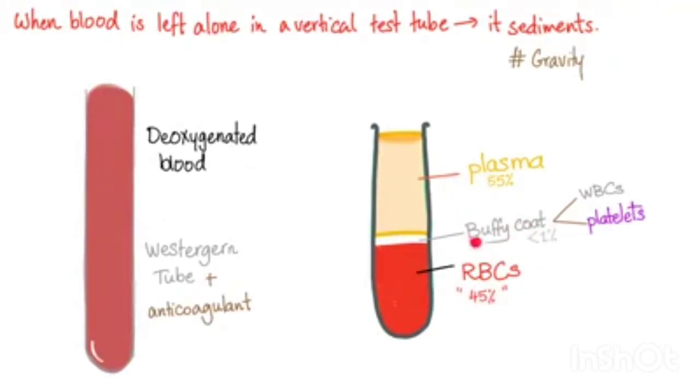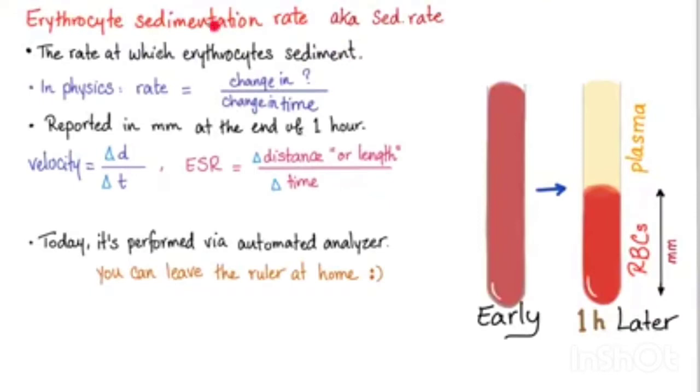Between the plasma and the red blood cells is the buffy coat layer, very, very, very thin, and contains white blood cells and platelets. Your red blood cells are in millions. These are thousands. They are teeny, teeny, tiny if compared to the red blood cells. Look at this wonderful definition. Erythrocyte sedimentation rate, the rate at which erythrocytes sediment.